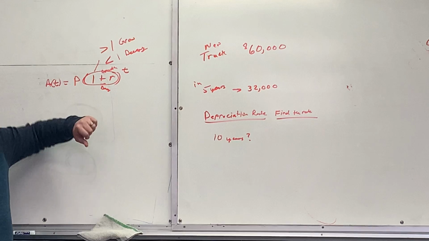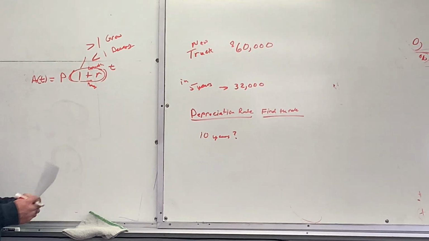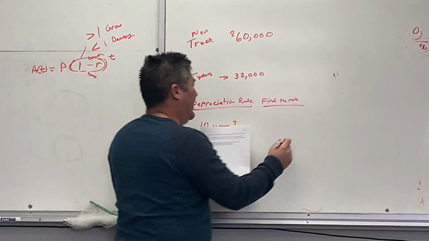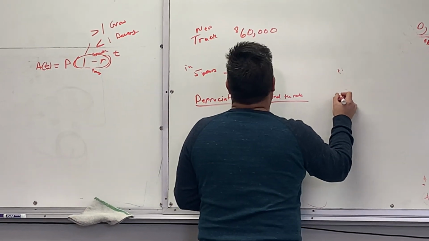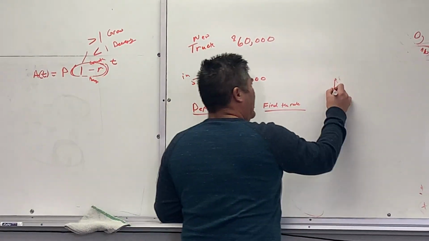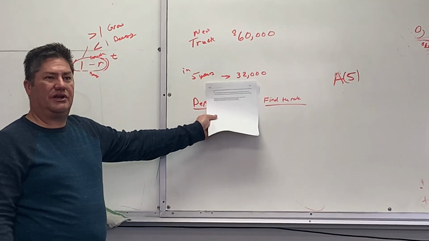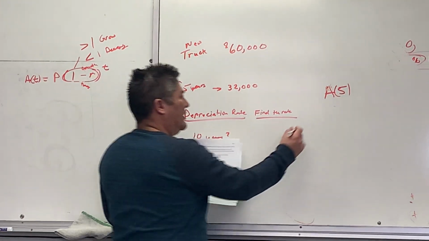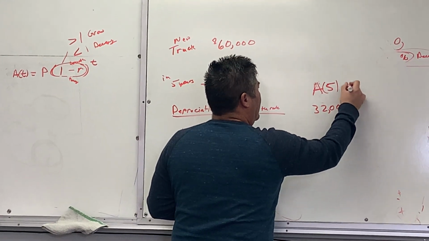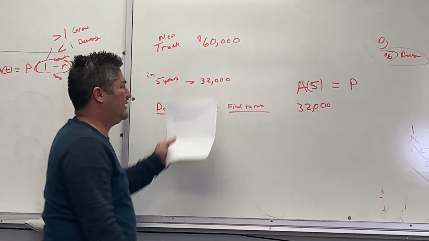What equation am I using? Same thing, only instead of a plus, what am I going to use? Minus. I'm going to use a minus, okay? So, let's start off with that. So I want to find that rate. Do I know what it's worth in 5 years? Do I know A of 5? What's it worth in 5 years? 32,000. This is 32,000. Okay? Do I know what it's originally worth? 60,000.